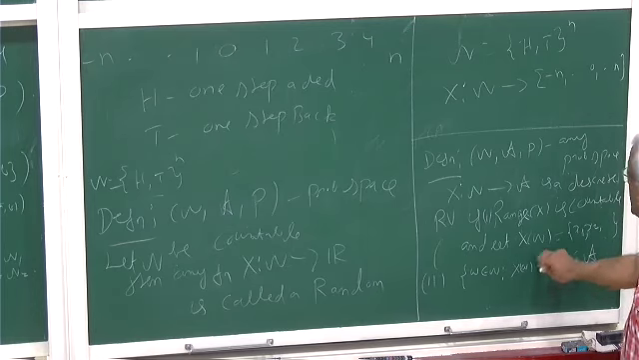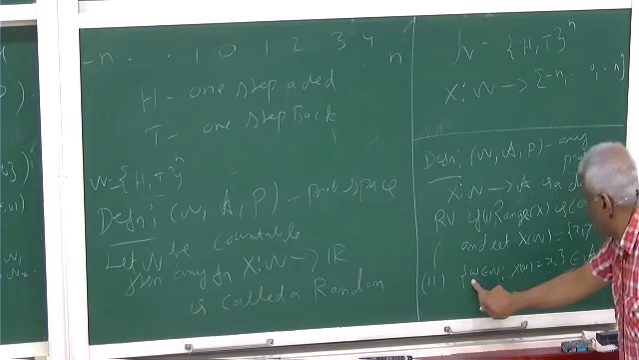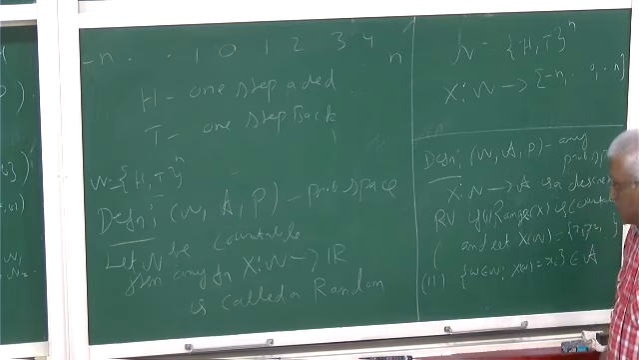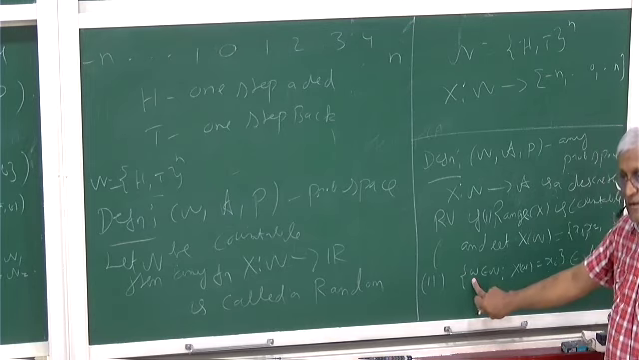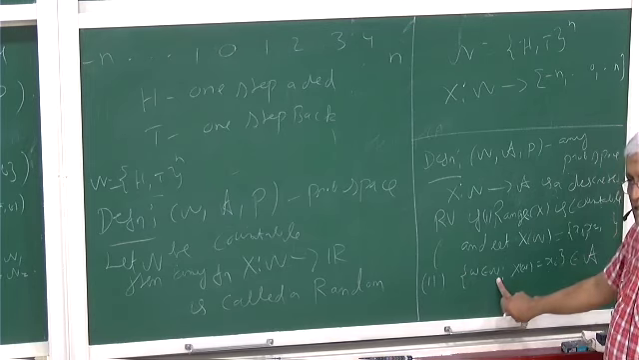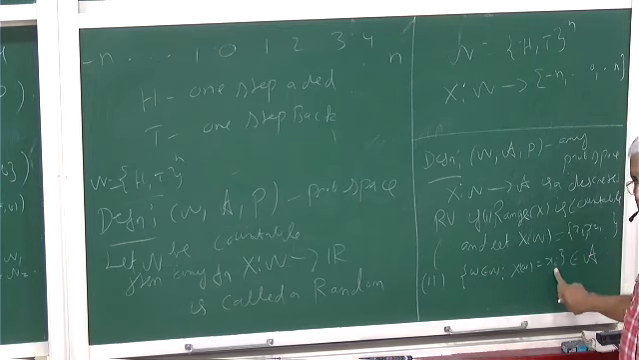This is all big omega. Small omega, I write like w. This is small omega. Sorry, yes, omega in omega, such that X of omega equals xi. You collect all those omega. That set is in A.